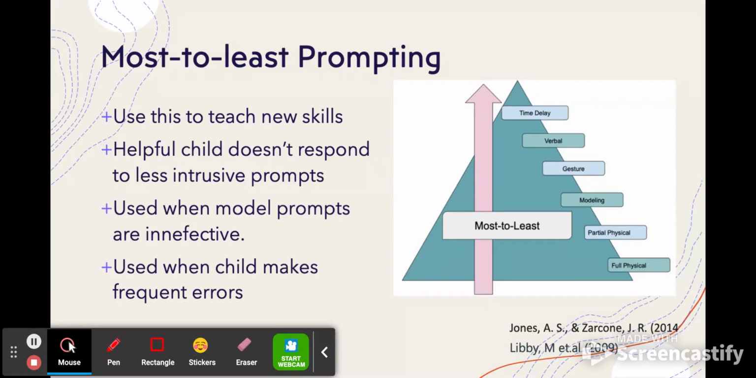So let's take a look at most to least prompting. Here is the prompt hierarchy, and we're going to be looking at it from the most intrusive prompt to the least. Most to least prompting, we would use this type of prompting for teaching the child new skills. It can be helpful when the child doesn't respond to less intrusive prompts, like he or she cannot understand verbal prompts due to severe receptive language impairments, or when the client makes frequent errors with less intrusive prompts.